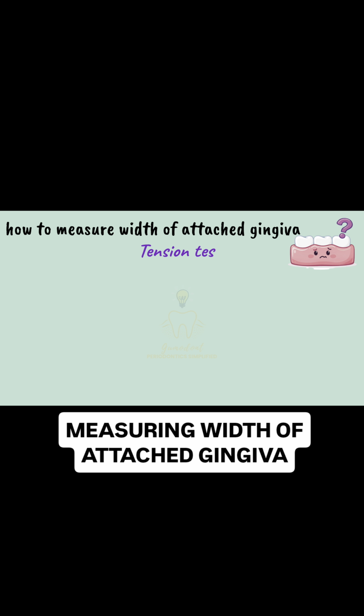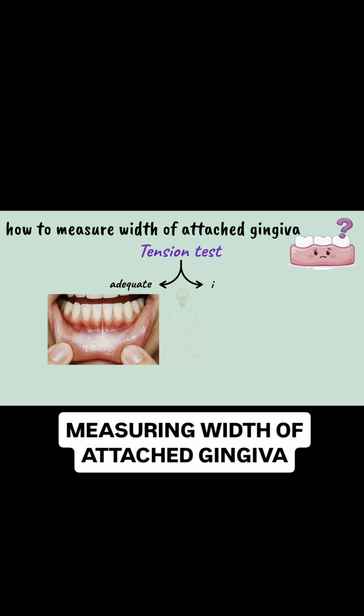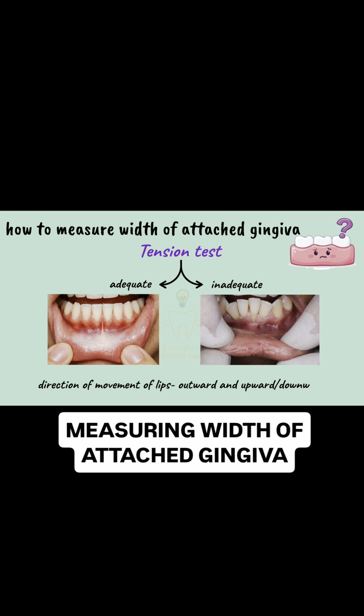The tension test, on the other hand, does not measure the width, but helps assess whether the attached gingiva is adequate. The lips are stretched outward and upward for the maxilla, and outward and downward for the mandible. Movement of the marginal gingiva indicates inadequate attached gingiva.